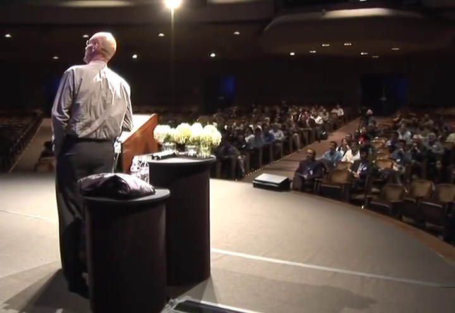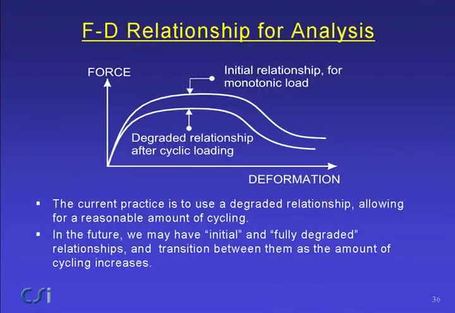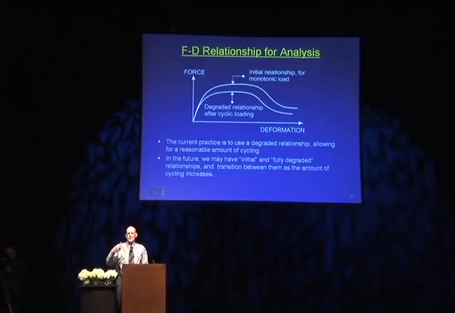So we need a force deformation relationship for analysis, and this gets us into one of the first problems: if we were to load the structure monotonically, we might get the upper curve. If we were to cycle it a few times and get sort of an equivalent curve, this is going to be degradation of stiffness and strength, and it might correspond to something like this lower one.